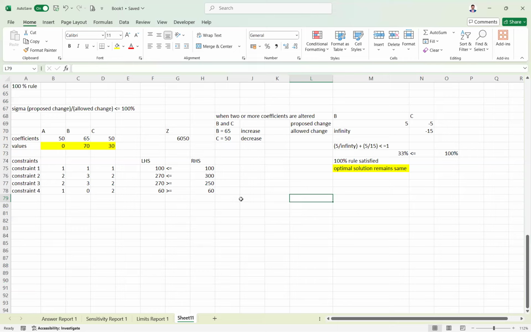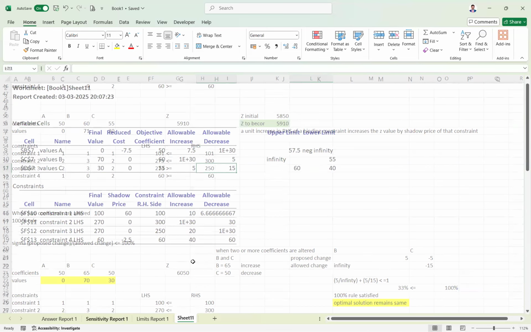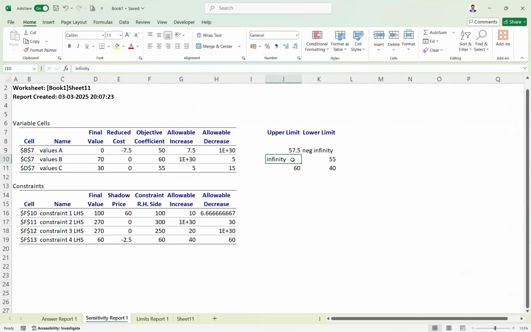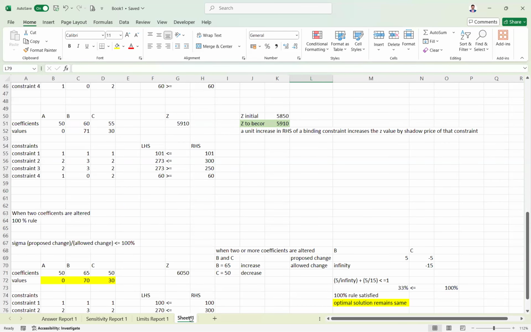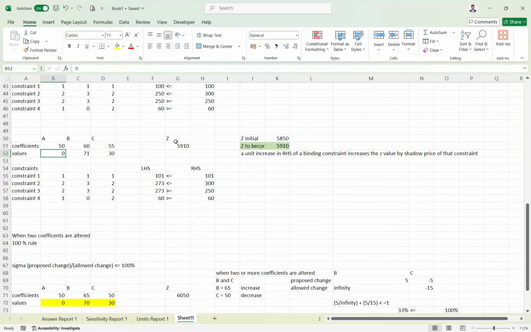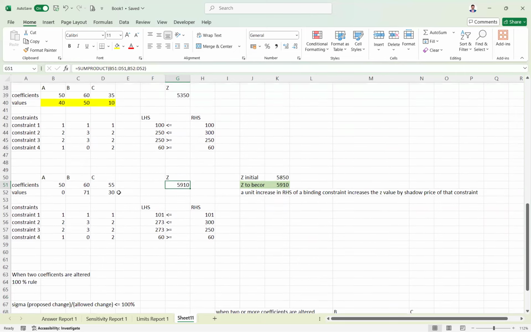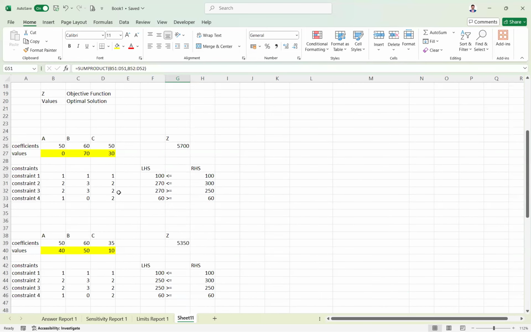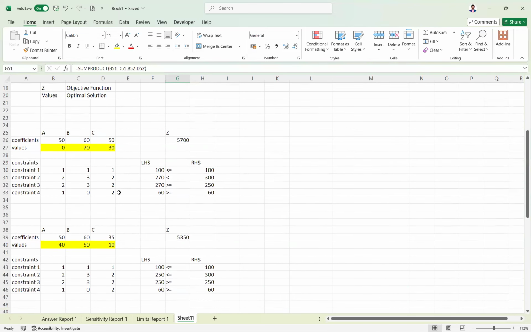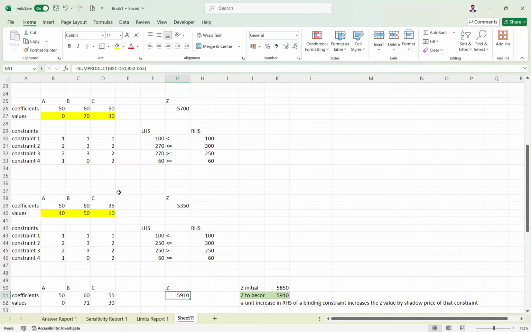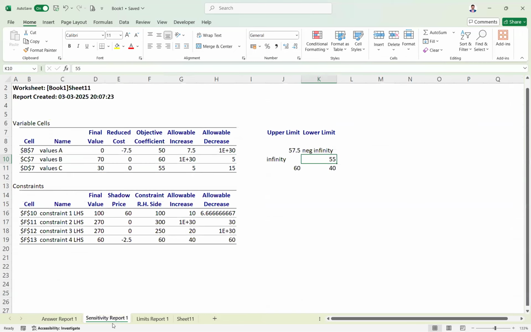When only one coefficient is changed, we have understood what will happen to the optimal solution. If it is within this upper and lower limit, the optimal solution will not change. If it is not, the optimal solution will change. Optimal solution is different from objective function. Objective function will definitely change. So here for every case, we have solved it and seen whether it is changing or not. In an exam or in any other place, we might not have time, or there may be so many constraints that we may not be able to copy paste and solve it. That's why if we are able to interpret from the sensitivity report, our work will become easy.